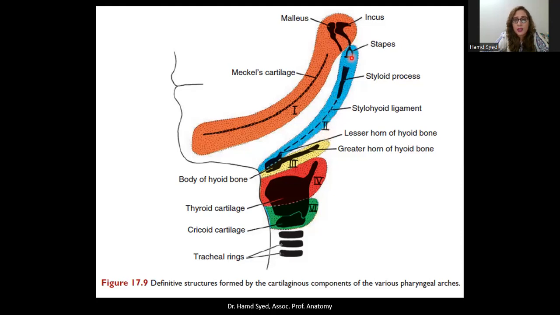hyoid arch, the stapes bone, the styloid process, the styloid ligament, lesser horn of hyoid bone, as well as the upper part of the body of hyoid bone. These are all derived from second pharyngeal arch. Then the yellow area is showing the lower part of the body of hyoid bone and the greater horn of the hyoid bone, which are derived from the third pharyngeal arch. Then you can see the fourth and sixth pharyngeal arches, which are forming these cartilages of the larynx. You can see the thyroid cartilage, and you can see this cricoid cartilage.